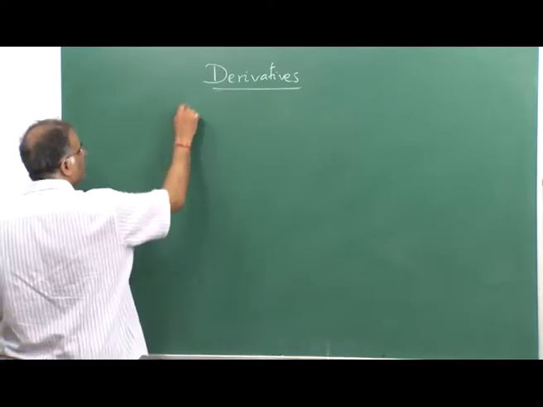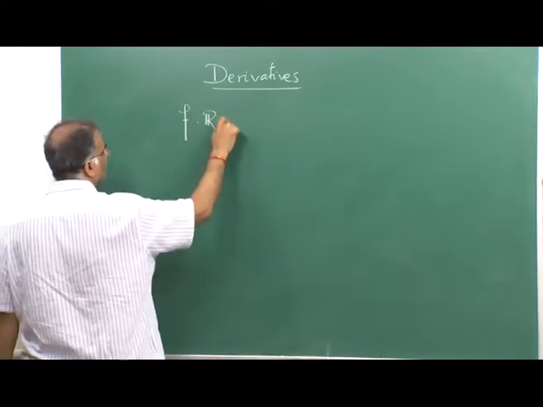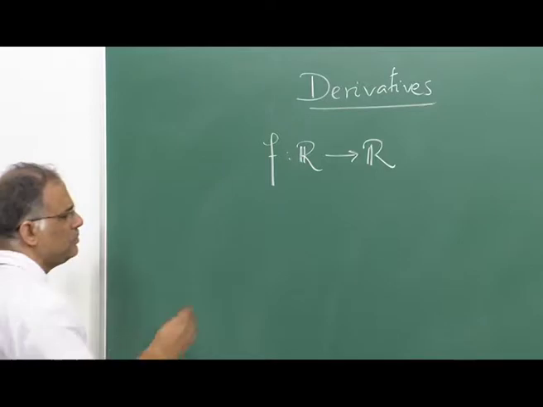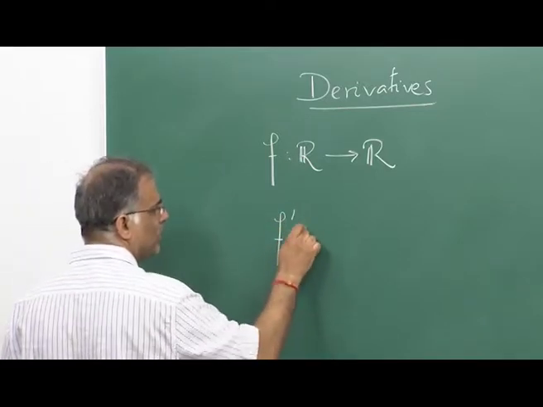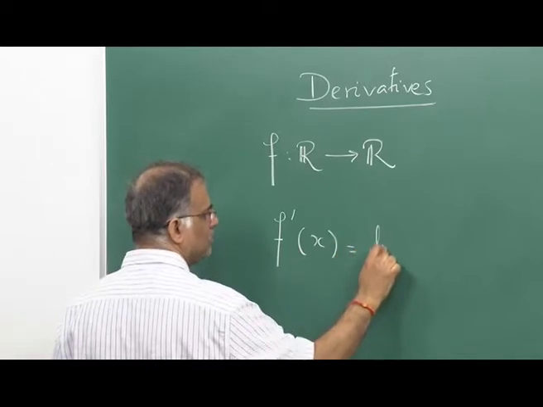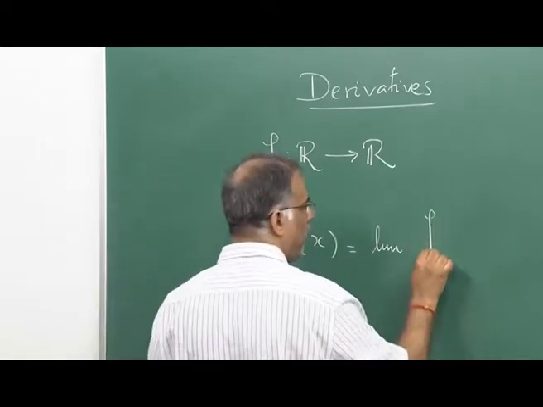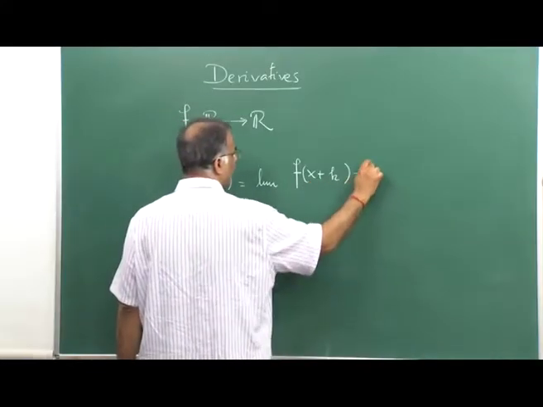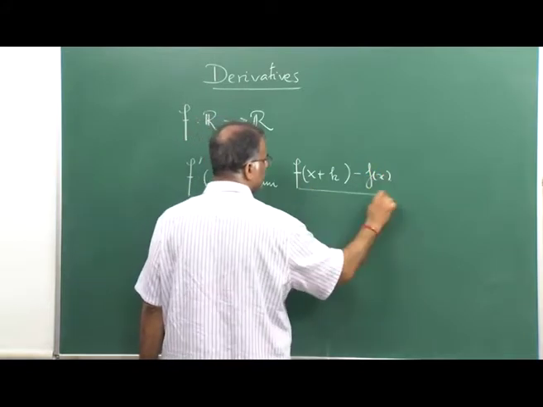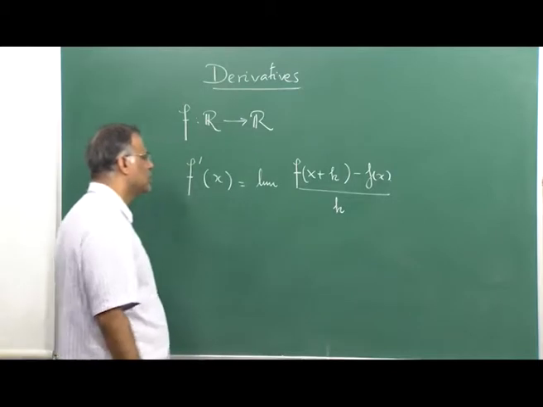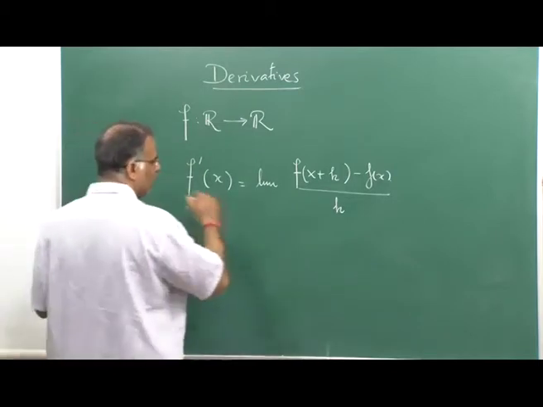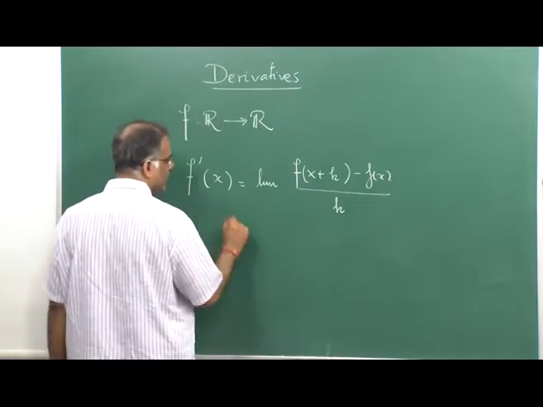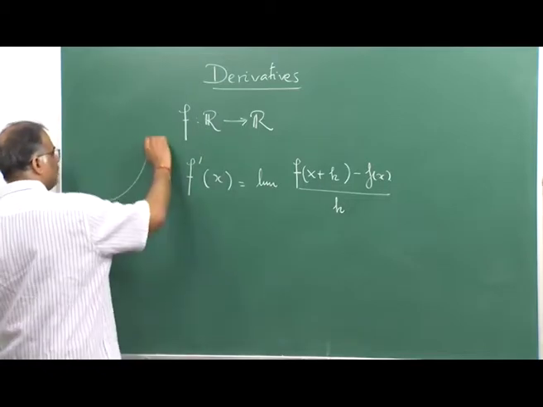So, if you have a function f, I am just writing from R to R, it could be from AB to R, does not matter. So, the derivative at any point x: we see, if I make the change in x, how much f has changed. So, basically I am calculating the slope of the line joining the 2 points x, f(x) and x plus h, f(x plus h). This is exactly the slope.